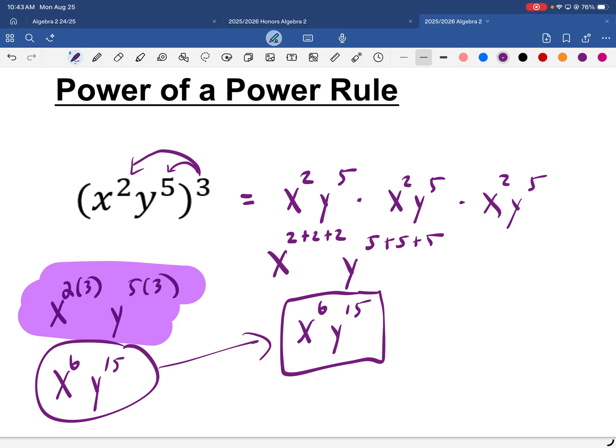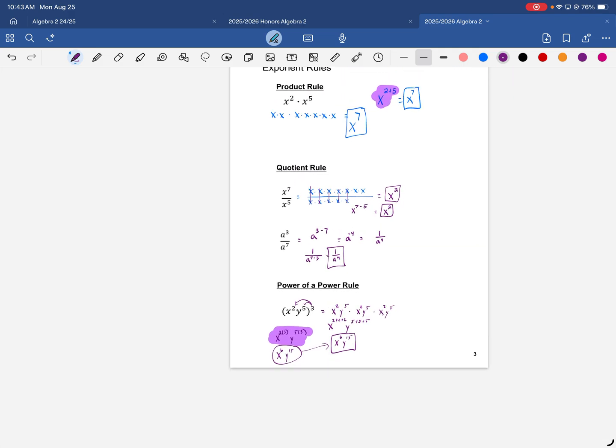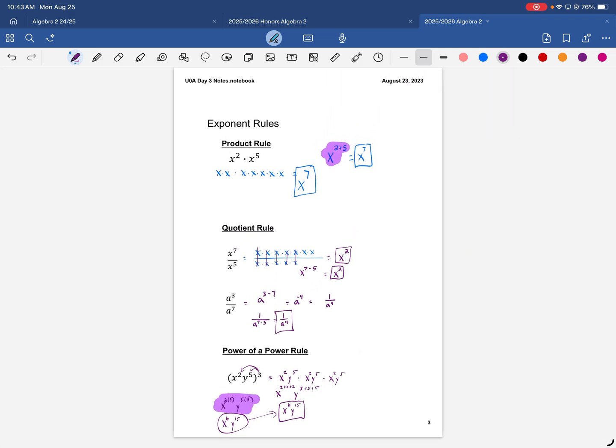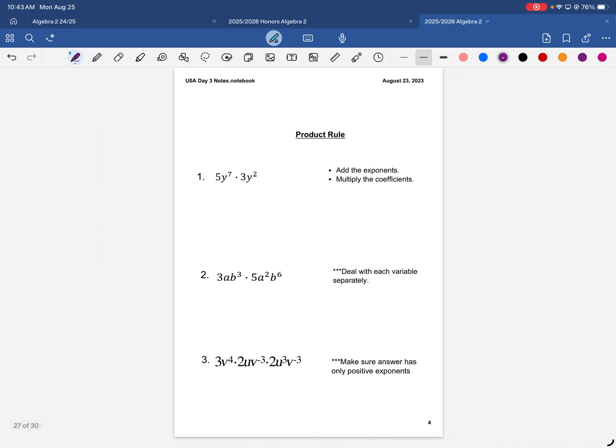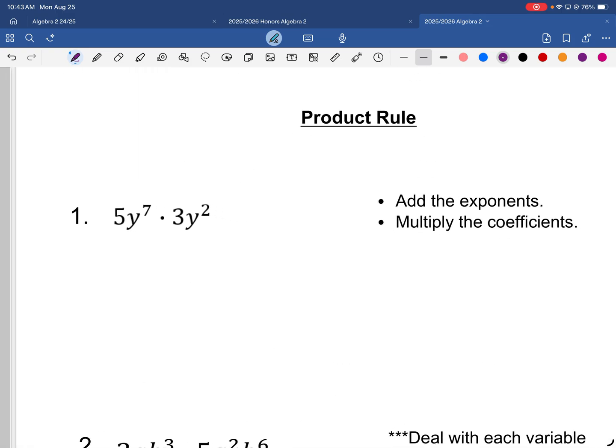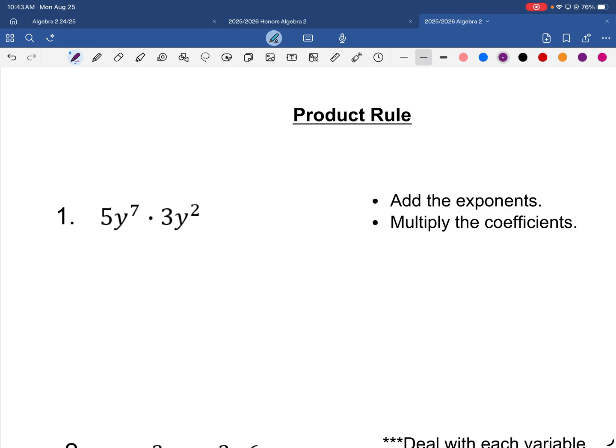Power to power rule. So we've got 3 rules now. We've got a product rule, we've got a quotient rule, and we've got a power to power rule. So next thing we're going to do is we're going to look at examples of each that are a little bit stronger, a little bit more difficult. So the first product rule example, we're going to go 5y to the 7th times 3y squared.